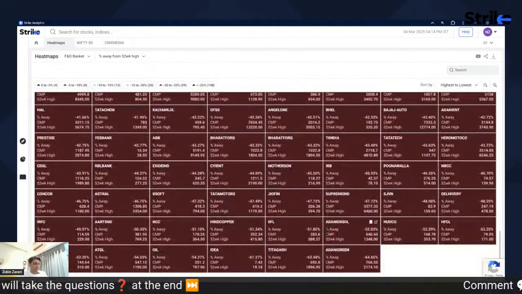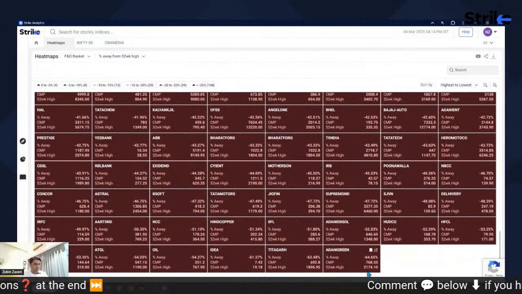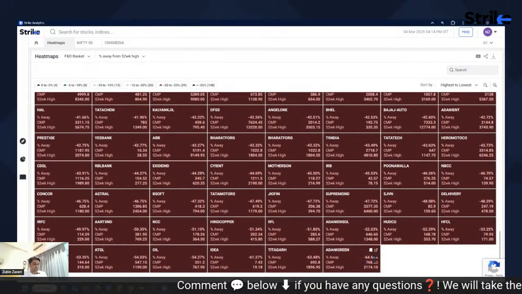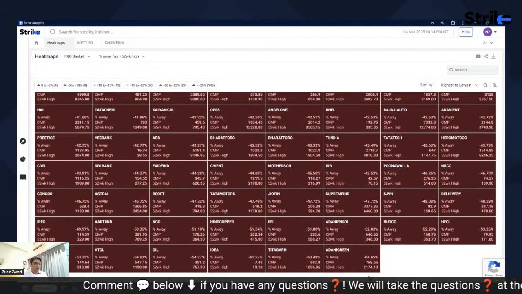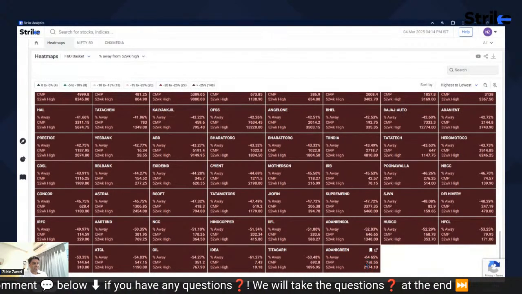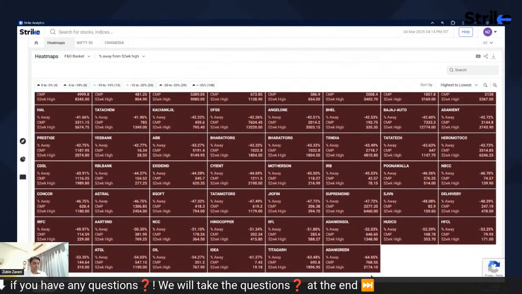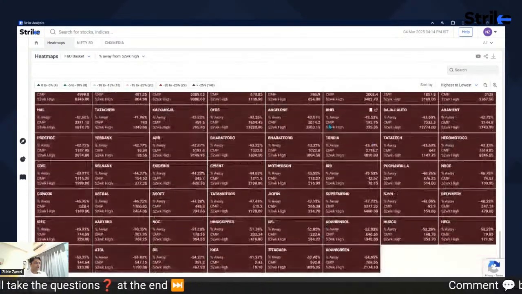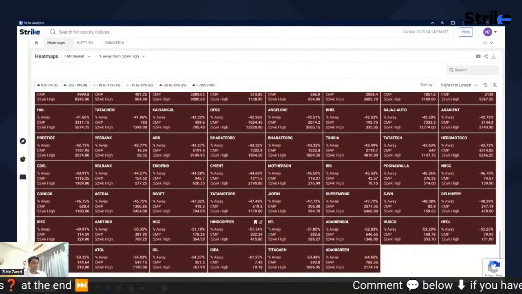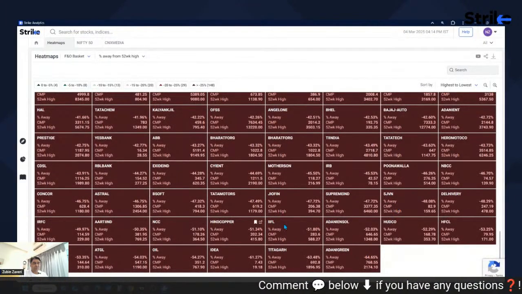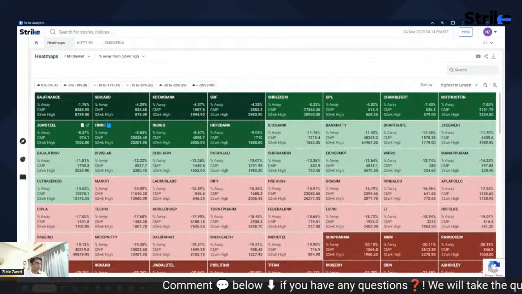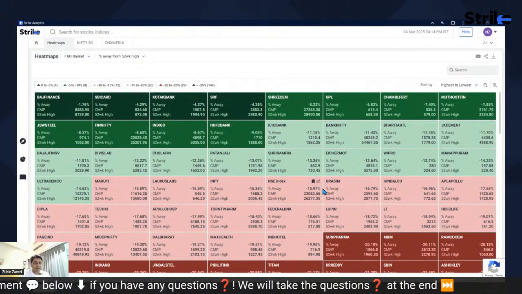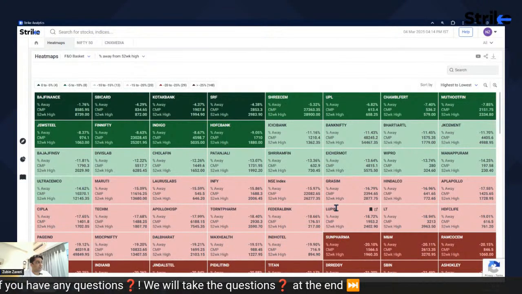Far away are these stocks. Let's say Adani Green, 52-week high was 2174, and the current market price is 64% below the 52-week high, at 768 rupees. So these are the stocks which are very, very far from their own 52-week high, and these dark green stocks are the ones which are a little bit nearby their individual 52-week high.